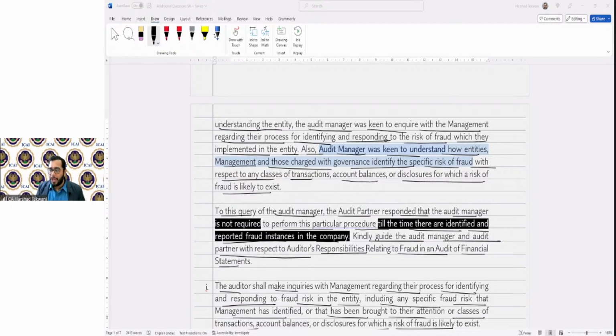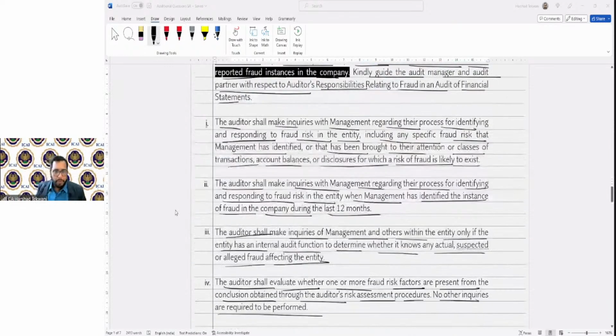the auditor is required to make inquiries regarding the management process of identifying and responding to the risk of fraud. That is, how the management process works, including specific risks of fraud the management has identified or that have been brought to their attention with respect to any classes of transaction, account balances, or disclosure. So just giving an example, if you inflate that particular example to a larger company level, this is what the auditor needs to understand, and it's not dependent upon whether any actual fraud is being done or not.